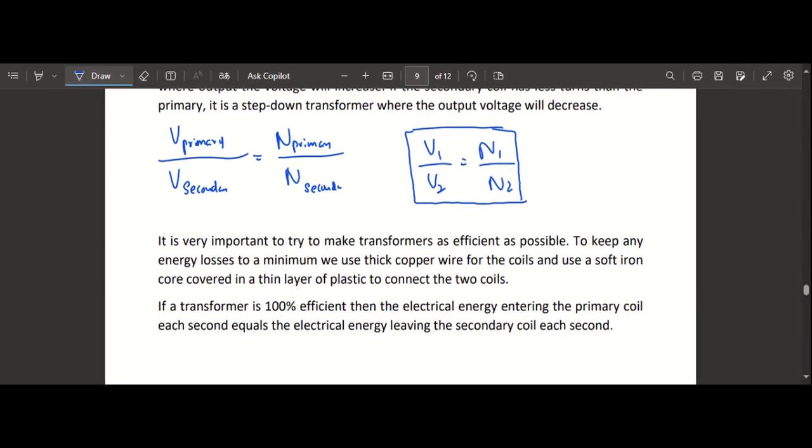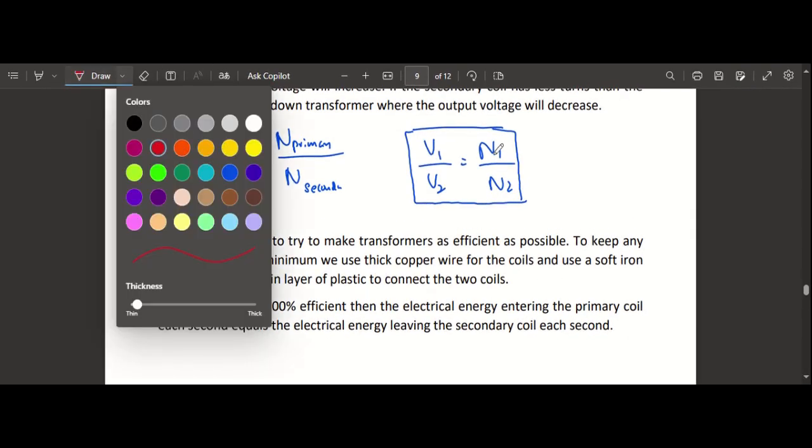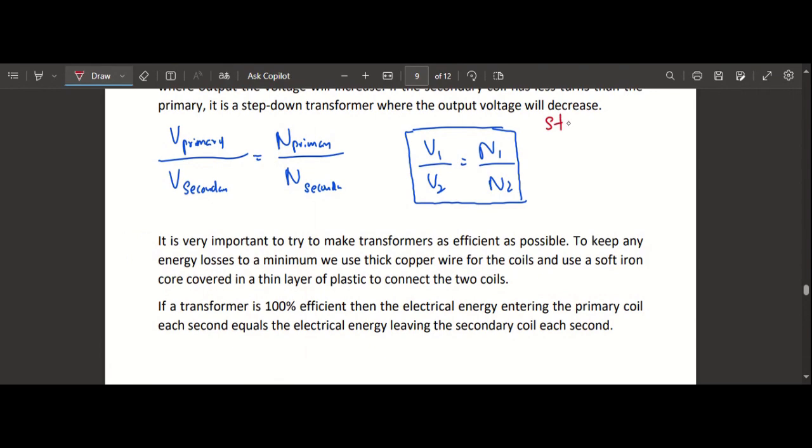Step up and step down. In step up, what will happen? N1 is less, N2 is greater. So then what will happen? V input is less, V output is greater. So the step down is the opposite.